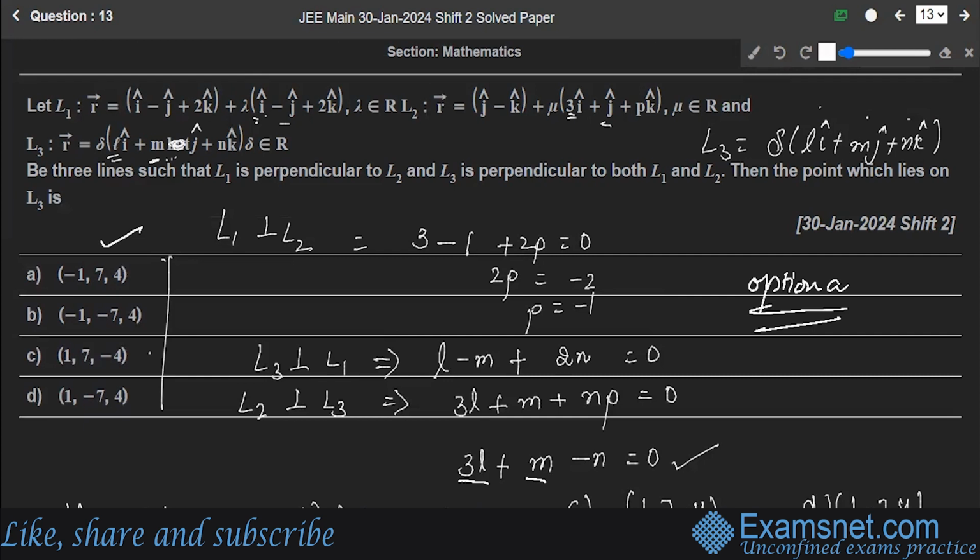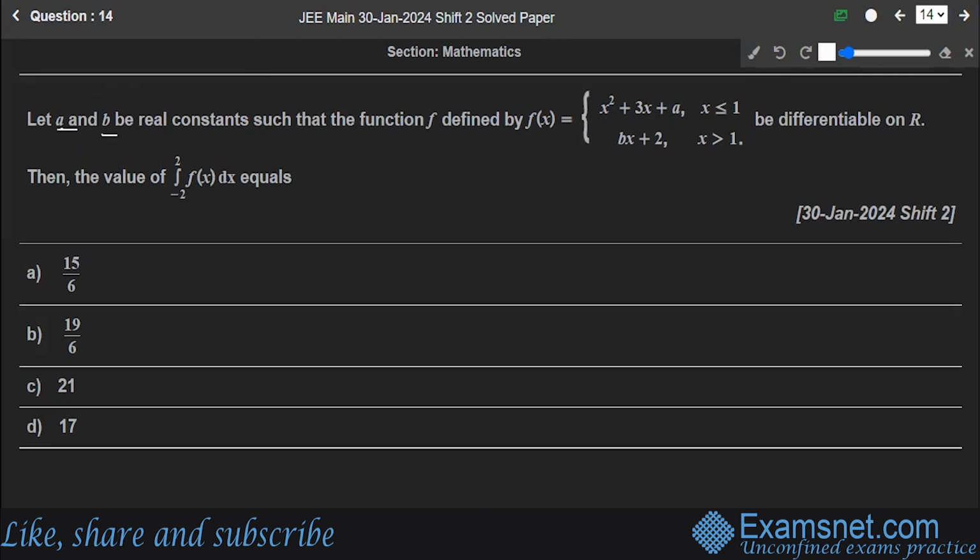Let's move to the next question, number 14. It says let a and b be the real constants such that the function f defined by f(x) is equal to this is differentiable on R. Then the value of this function, integral from minus 2 to 2 of f(x) dx, is equal to. Okay, so here you have, let's write down the function.